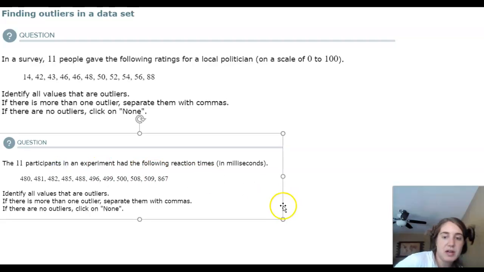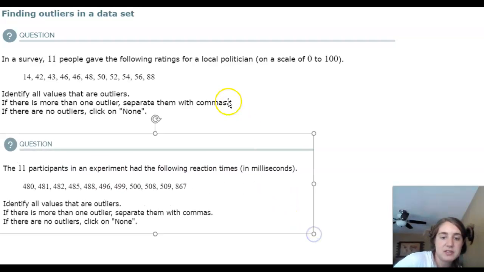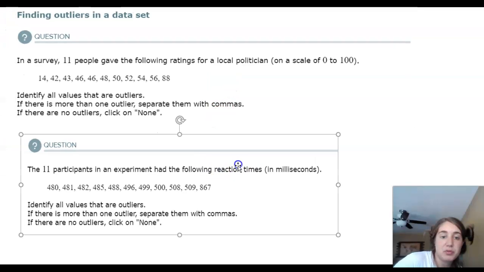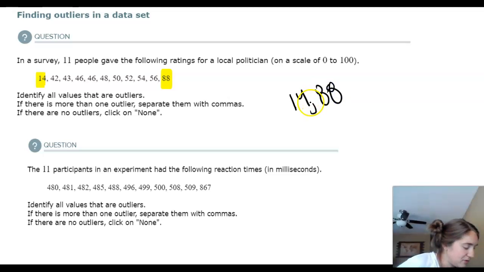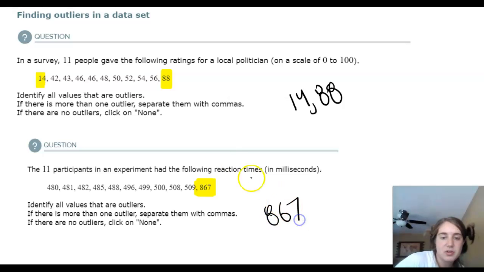So now we're taking a second to talk about what an outlier is. An outlier is a data point that is really different from the other data points. So we just kind of got to look at it. We see that this 14 is really low and this 88 is really high. So our outliers would be 14 and 88. If I look at this data set, they all are relatively around each other except for this. So 867 would be our outlier.